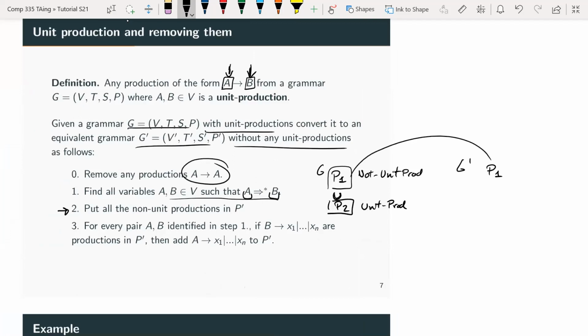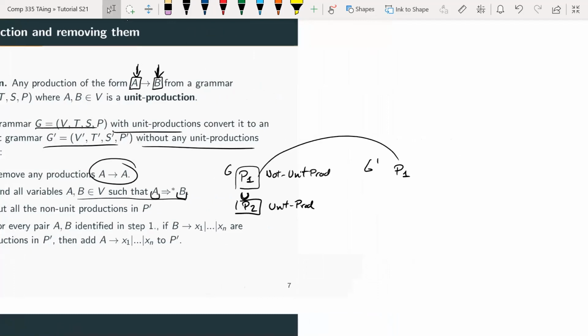And then the next step is, given all of the unit productions, for instance, let's say I have something like S gives me A. Okay, so then what I'm going to add to G prime, let's say it's a union with P1, is I'm going to add S gives me all of the non-unit productions of A. And then you repeat this step.